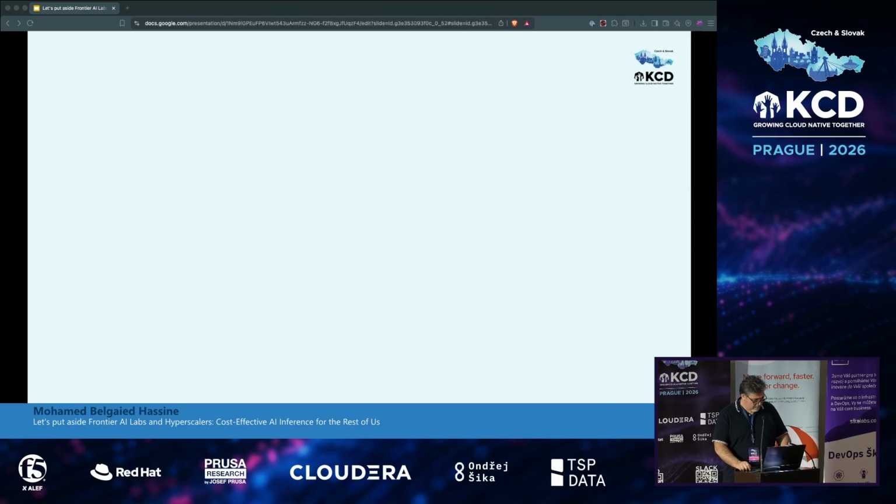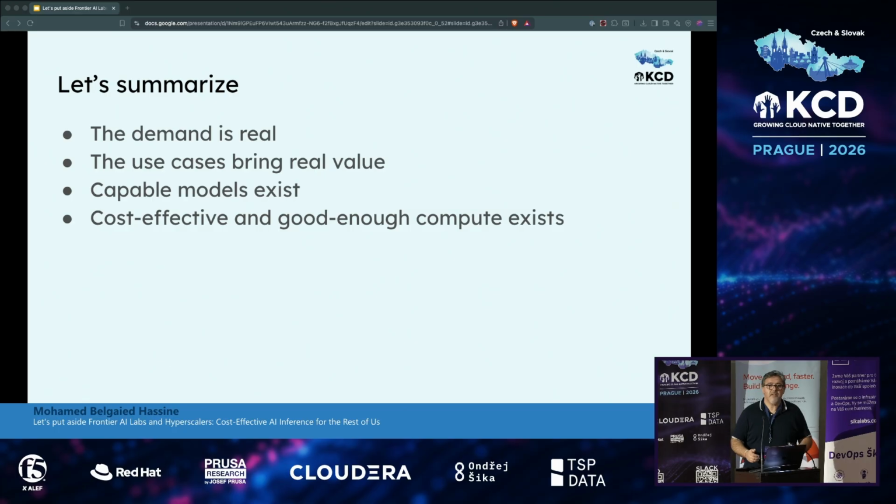Okay, so let's summarize our situation. We know that the demand for AI is real. There are useful use cases that many enterprises want to at least test and implement. The use cases that they see should provide value. There are capable models that exist out there. And there is also cost-effective and good enough compute to make this work.